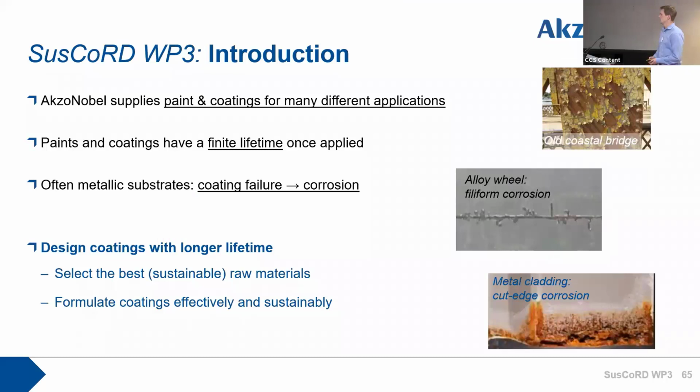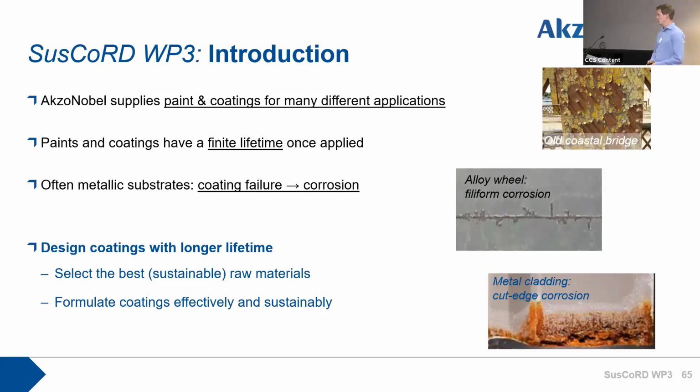To start off, you've heard about AkzoNobel before. It's a paints and coatings company making paints and coatings for many different applications, and all of these coatings, once they've been applied onto a substrate, have a finite lifetime. Quite often, the substrate is actually a metal. If the coating fails, so it's reached the end of its lifetime, it doesn't protect the substrate anymore. And what you get then is corrosion. You see here a couple of examples of that.